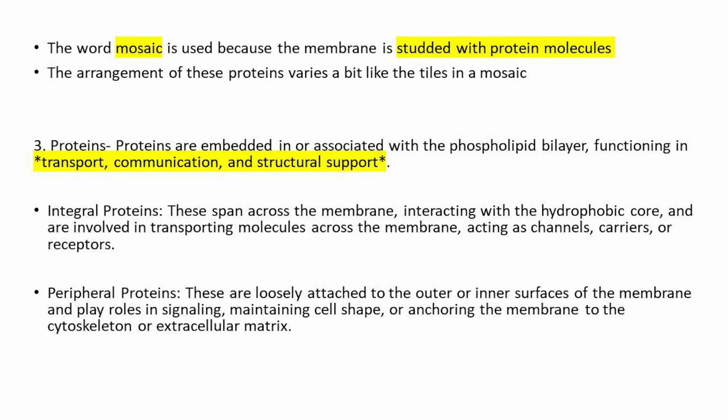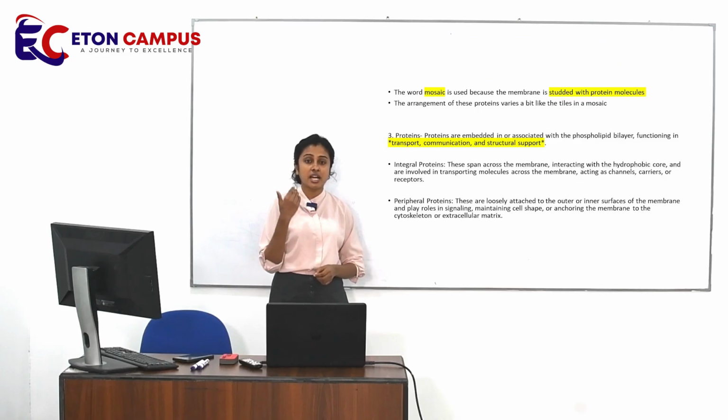So in this way it can give strength to the cell membrane, and as I told you, it will help in controlling the fluidity of the membranes. How does the word mosaic come to the fluid mosaic model? Now this fluid mosaic model means the cell membrane is studded with protein molecules. So they are arranged like tiles in a mosaic. That is why the word mosaic is given to the model.